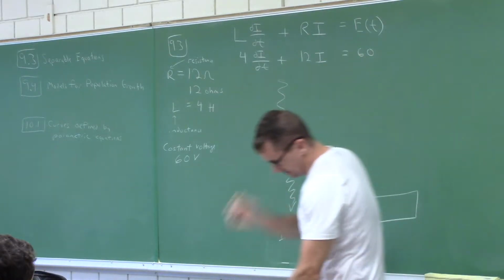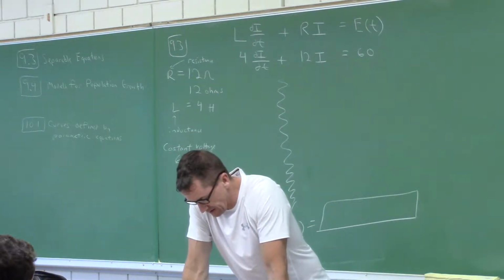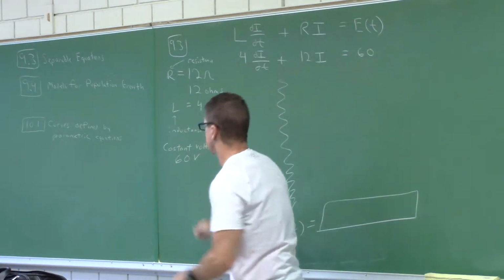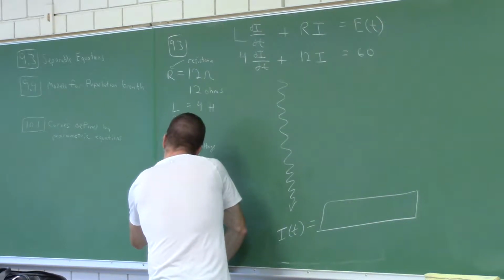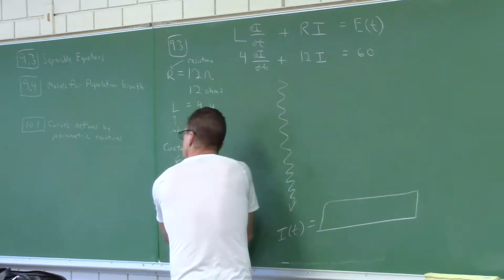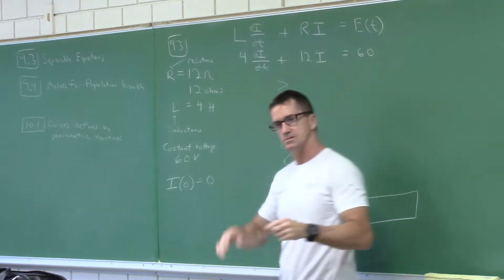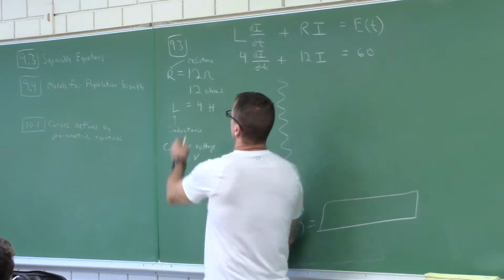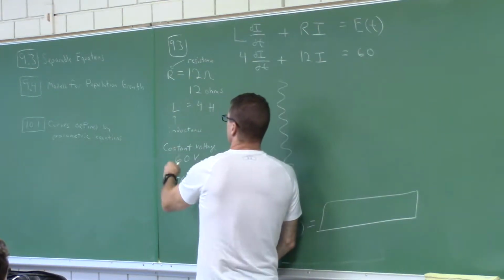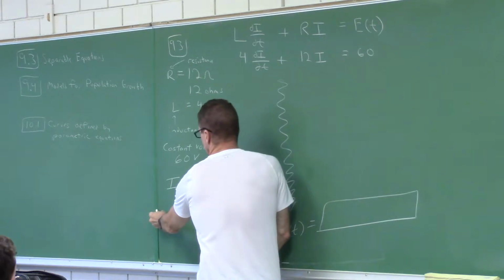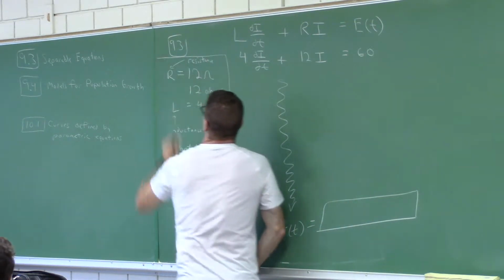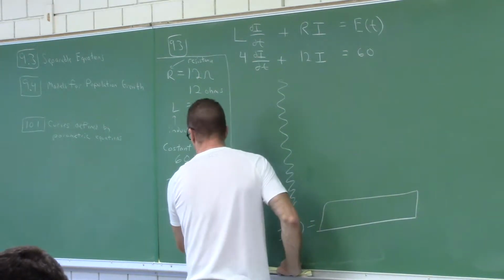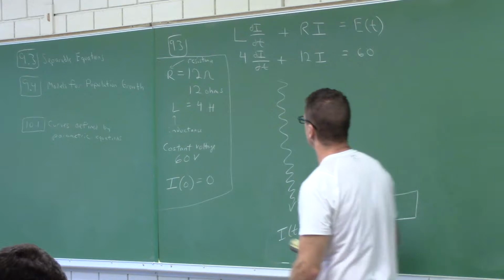Now, one more thing. They did say this: the switch is turned on when t is 0. Well, what they're saying is this: the current at t equals 0 is 0. That's what they're saying, so put that down. That's the initial value. We're going to use that to get the constant. So we got the R given to us, L, constant voltage is 60 volts. But they did say the switch was turned on at time equal to 0. That just means at t equals 0, I will be 0.